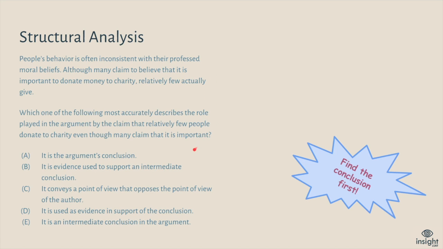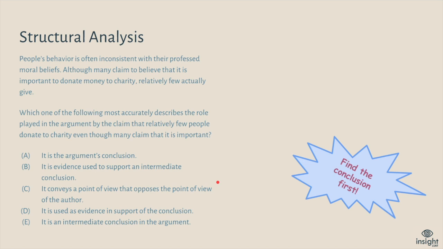Now let's take a look at the answer choices. A. It is the argument's conclusion. We're focused on the claim that relatively few people donate to charity, even though many claim that it is important. We already have an idea that it's support. But still, let's attack them wrong to right. Is it the argument's conclusion? No, we already decided what the argument's conclusion is, and it's something else. B. It is evidence used to support an intermediate conclusion. Well, there actually is no intermediate conclusion in this argument, so that can't be it. This is one of those low-hanging fruit, easy to get rid of wrong answers.